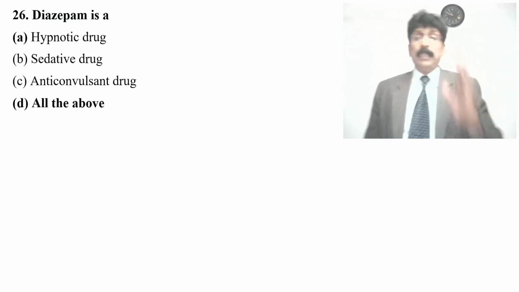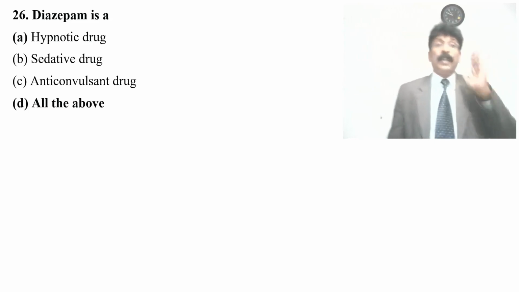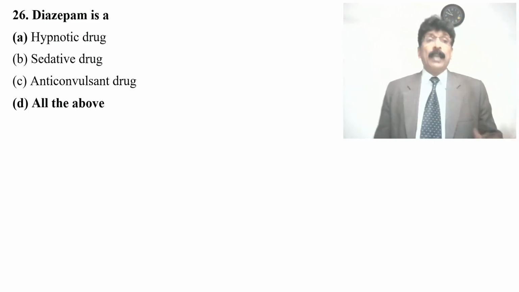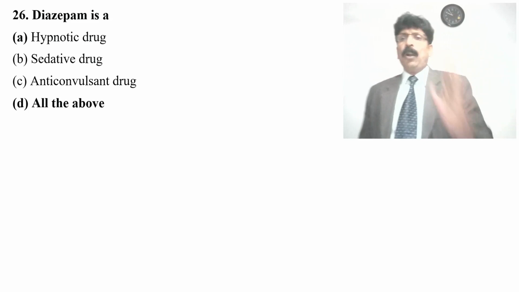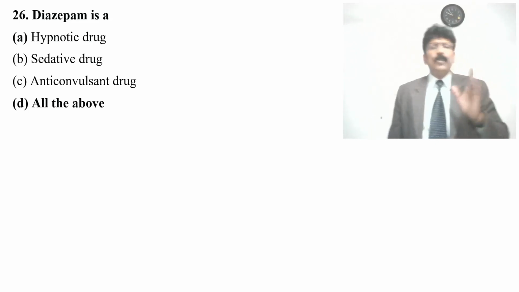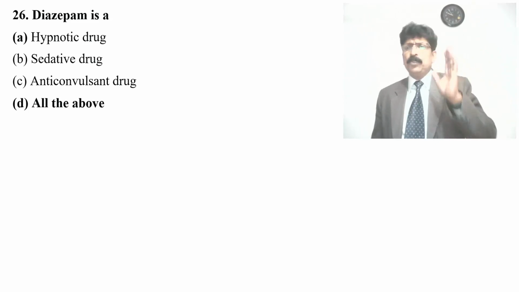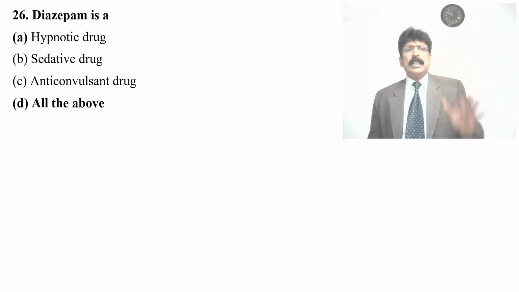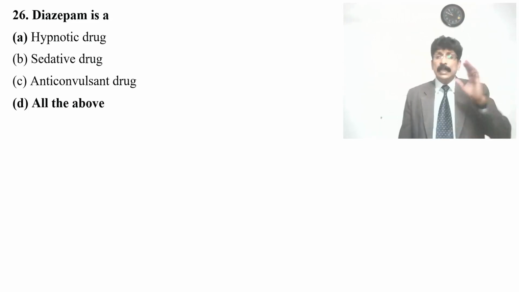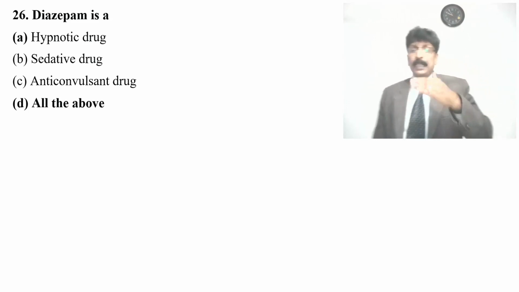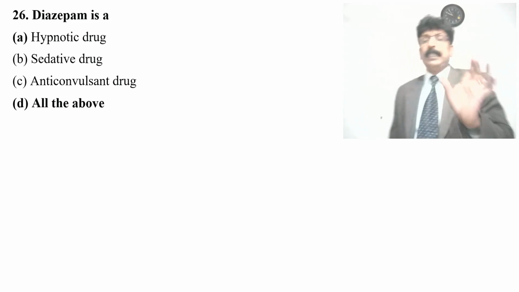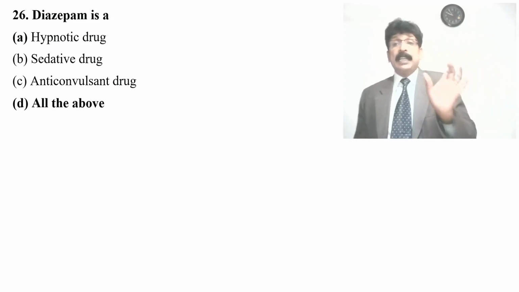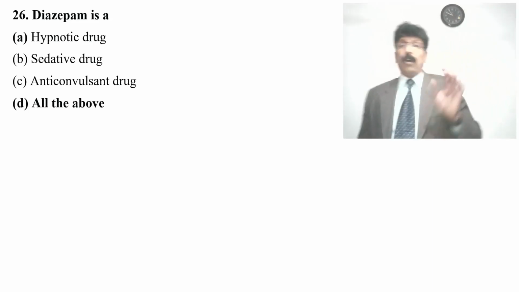So you can see the next question: diazepam is a benzodiazepine. The choices given are hypnotic drug, sedative drug, anticonvulsant drug, all the above. Diazepam can be used as a hypnotic drug, it can be used as a sedative drug, it can be used as an anticonvulsant drug. Among benzodiazepines there are many varieties, but diazepam is the simplest form of the initial drug. So it can be used in all of these ways in the initial stage.